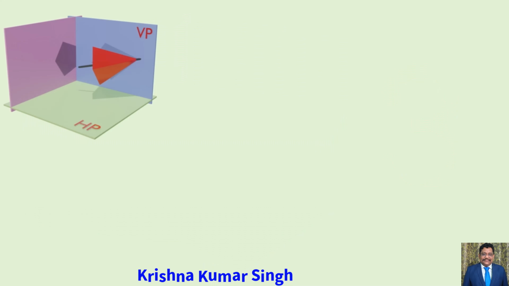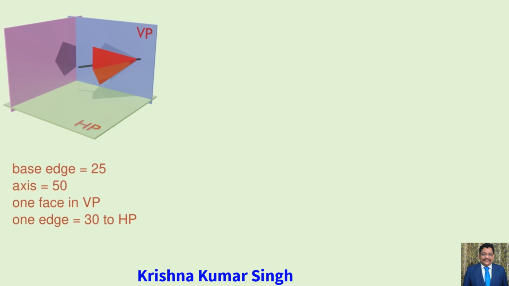Note down the given data in the drawing sheet. Base side of the pentagonal pyramid is 25 mm. Axis length is 50 mm. One face of the pentagonal pyramid is resting in the VP, and the edge of that face is inclined at 30 degrees with the HP.